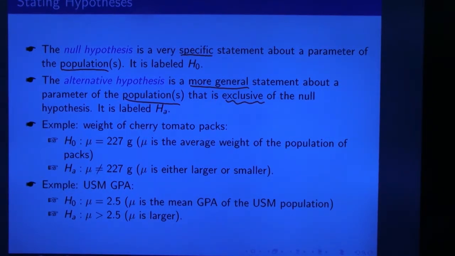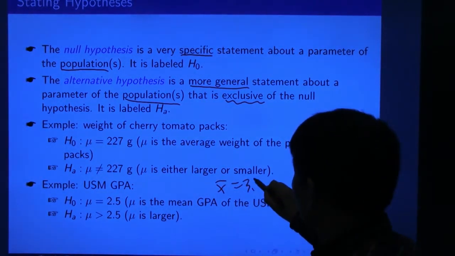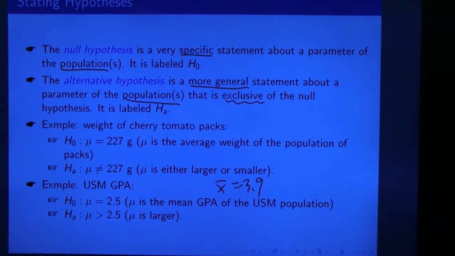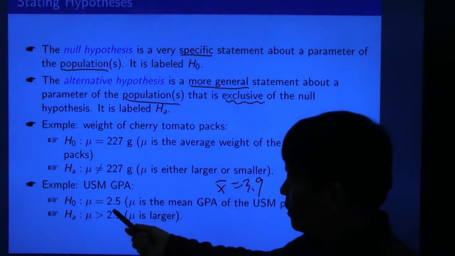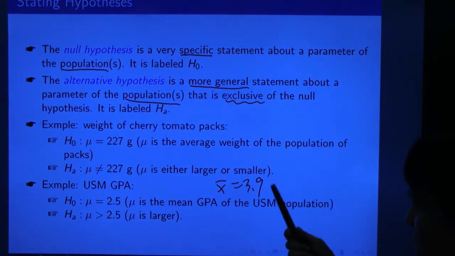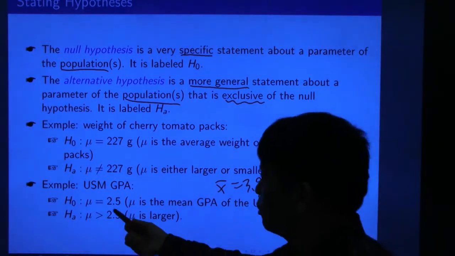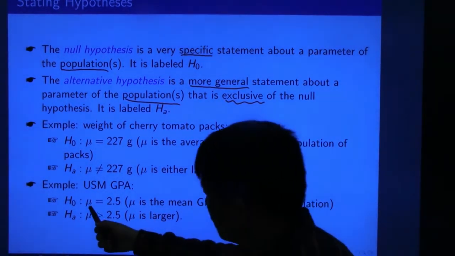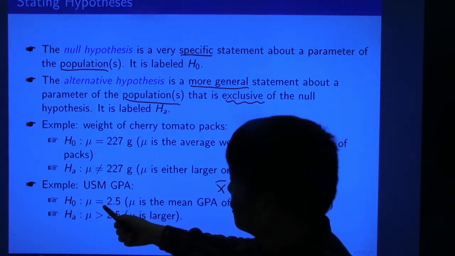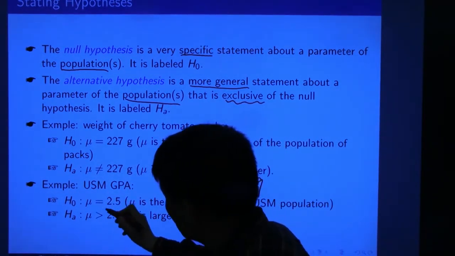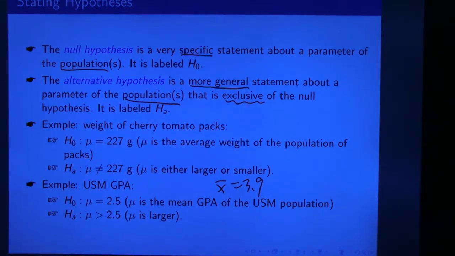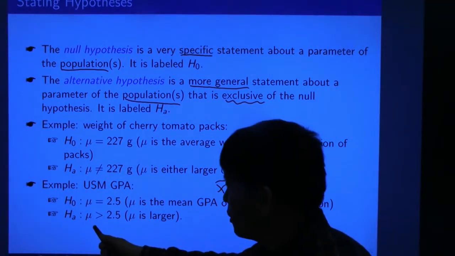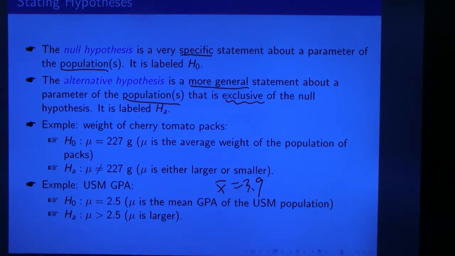The second example, the USM GPA. We know that the mean of the sample equals 3.9, and our null hypothesis is that the mean GPA of the USM student body is 2.5. Again, this mu is applied to the population, and this is very specific. This is a number, equals 2.5. And for the alternative hypothesis here, we can say mu is greater than 2.5. So mu is larger.